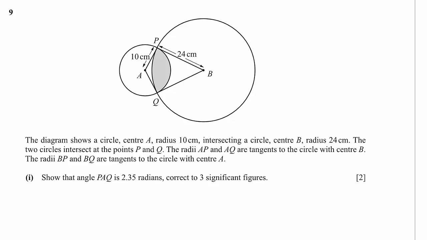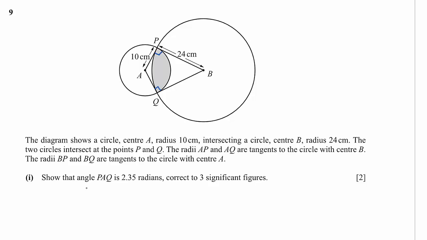The diagram shows a circle, centre A and radius 10 centimetres, intersecting a circle, centre B and radius 24 centimetres. The two circles intersect at the points P and Q. The radii AP and AQ are tangents to the circle with centre B. The radii BP and BQ are tangents to the circle with centre A. So something that tells us straight away is that we've got right angles here and here, like so.